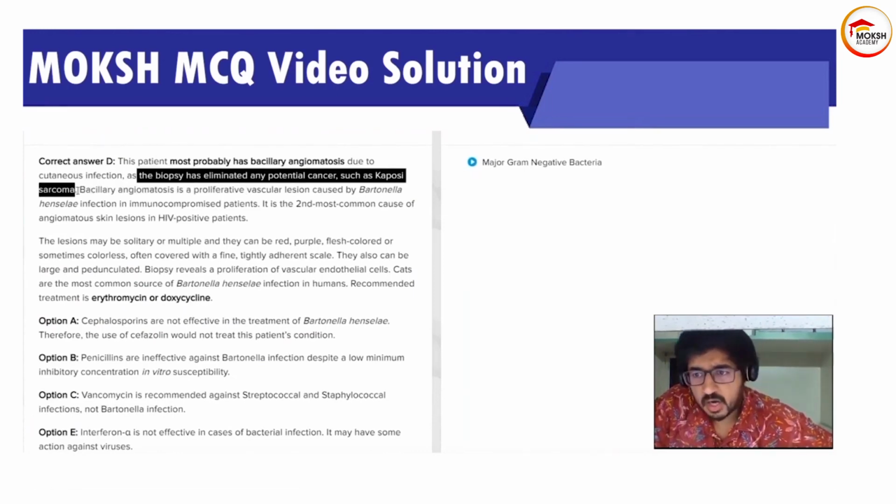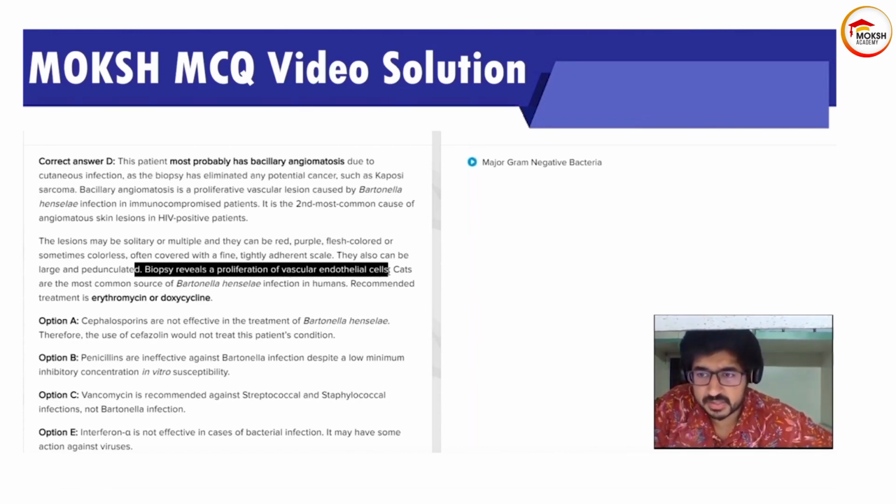To differentiate between Kaposi sarcoma and Bartonella bacillary angiomatosis, you have to do a skin biopsy. There is no other option. In the skin biopsy, Kaposi sarcoma will be neutrophil predominant and bacillary angiomatosis will be lymphocyte predominant. Both will have proliferation of vascular endothelial cells.